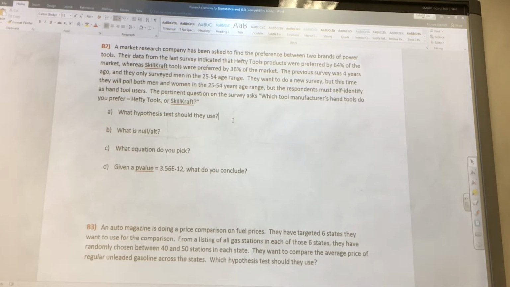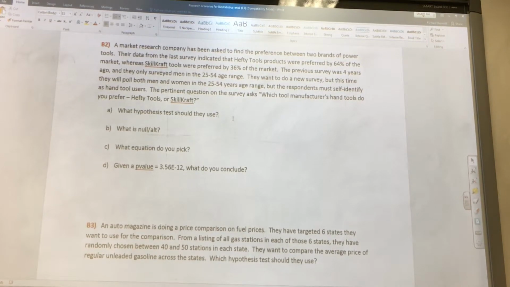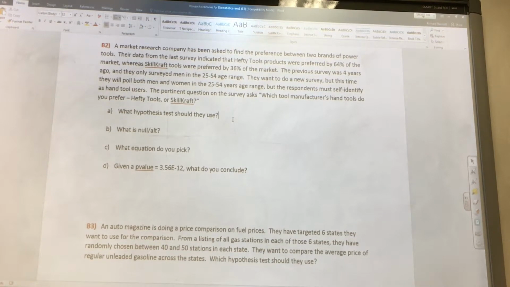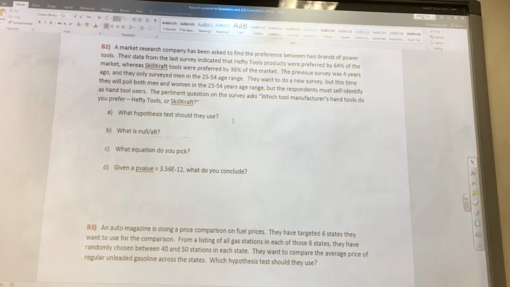A market research company has been asked to find the preference between 2 brands of power tools. The data from the last survey indicated the Hefty Tools products were preferred by 64% of the market, whereas Skillcraft were preferred by 36% of the market. The previous survey was 4 years ago. They only surveyed men in the 25 to 54 age range. They want to do a new survey, but this time they'll poll both men and women in that range, but respondents must identify as hand tool users. The pertinent question in the survey asks which tool manufacturer's hand tools do you prefer, Hefty or Skillcraft?